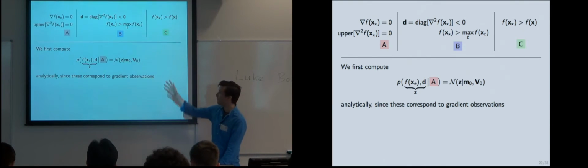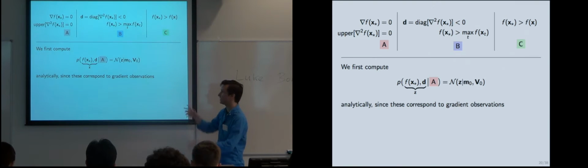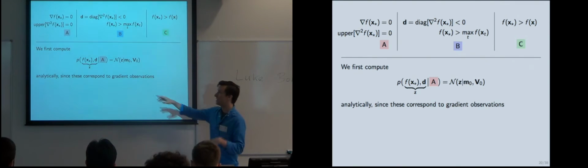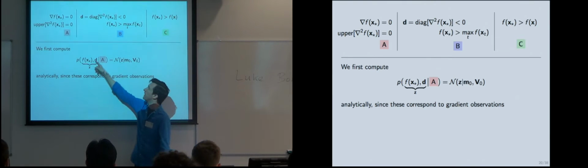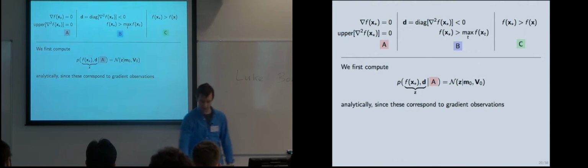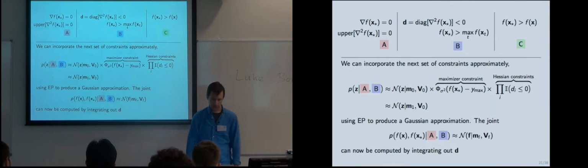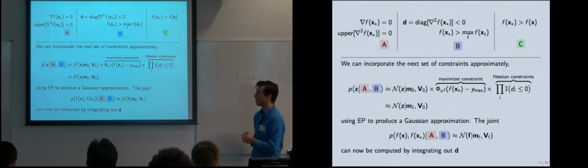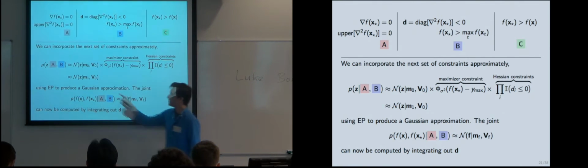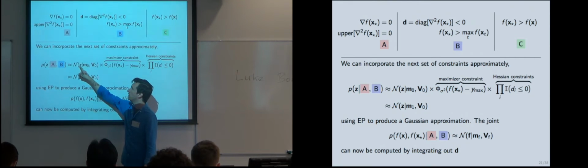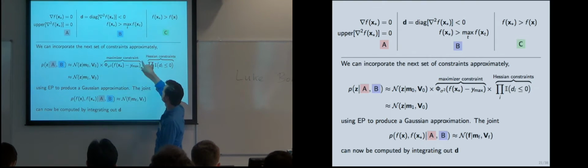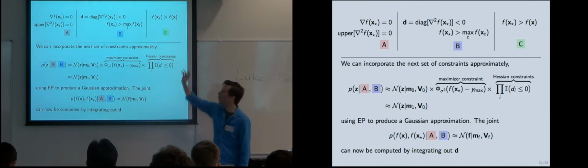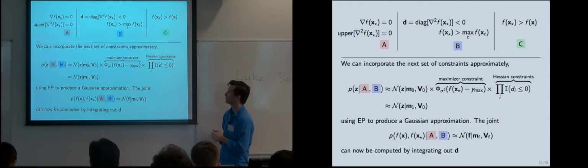So the first one right here is just exactly what I said earlier. Incorporate those constraints using gradient observations, and we get out a Gaussian for f of x star and that diagonal component right up there. I'm going to call that z. And then we have to incorporate the next set of constraints approximately. So really what we're doing is taking this distribution over f of x star and the diagonal of the second derivatives and multiplying by some different factors which attempt to incorporate these constraints.